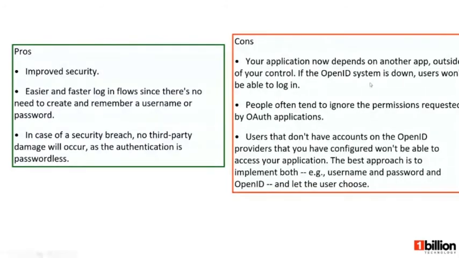And let's talk about disadvantages. Your application now depends on another app outside of your control. If the OpenID system is down, users won't be able to log in. And people often tend to ignore the permissions requested by your application. And the third one is, users that don't have accounts on the OpenID providers that you have configured won't be able to access your application. The best approach is to implement both username and password and OpenID and let the user choose.